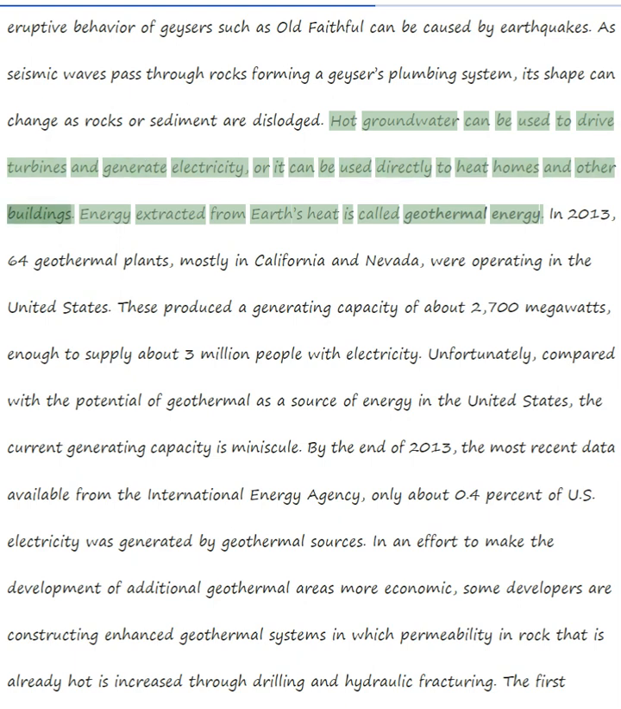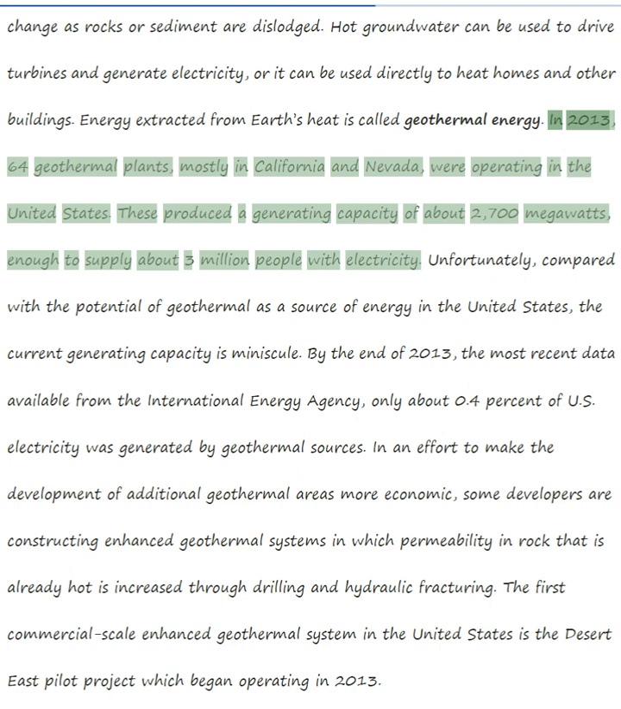Hot groundwater can be used to drive turbines and generate electricity, or it can be used directly to heat homes and other buildings. Energy extracted from Earth's heat is called geothermal energy. In 2013, 64 geothermal plants, mostly in California and Nevada, were operating in the United States. These produced a generating capacity of about 2,700 megawatts, enough to supply about 3 million people with electricity.